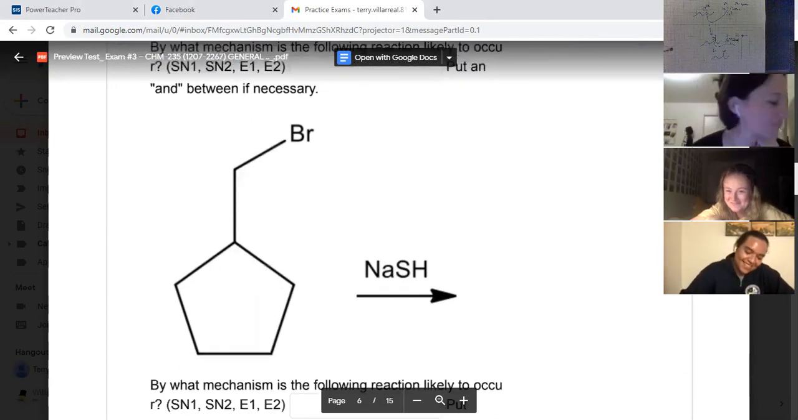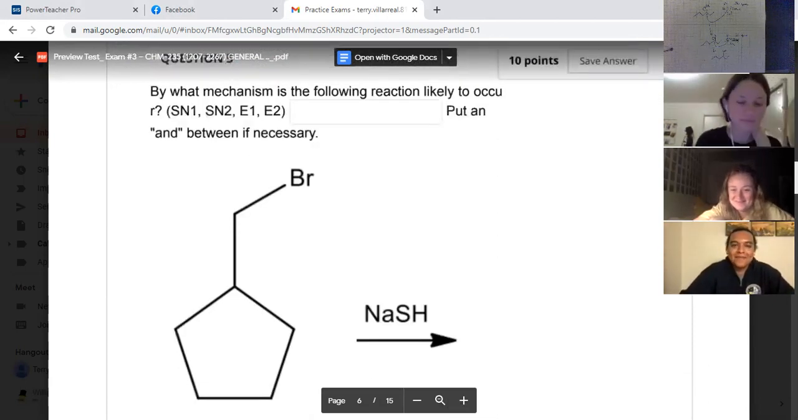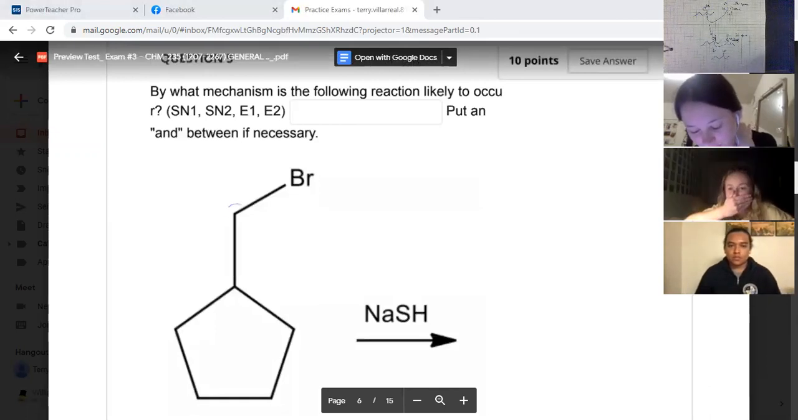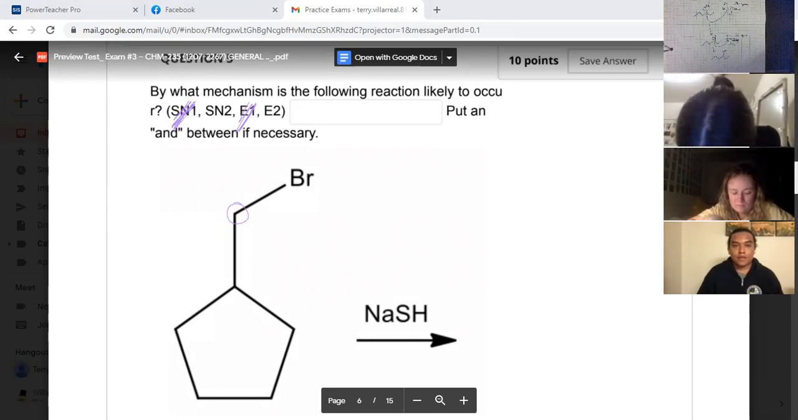Okay. What mechanism is the following reaction likely to occur? SN1, SN2, E1, E2. Put it all together, guys. I know you can do it. What type of reaction is happening? What's the first thing we look at in this type of reaction? The sulfur. I look at the carbon with my leaving group. What type of carbon is that? Primary? It is primary. So I know that that's going to eliminate E1, and it's going to eliminate SN1. So now, since this is a primary, I only have SN2 and E2 left.